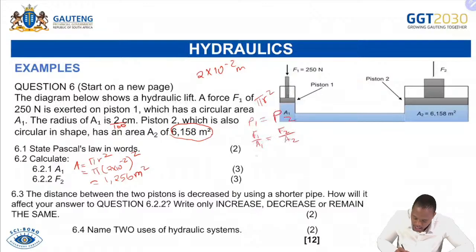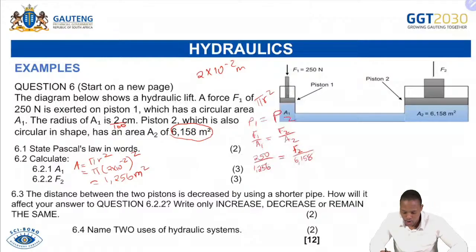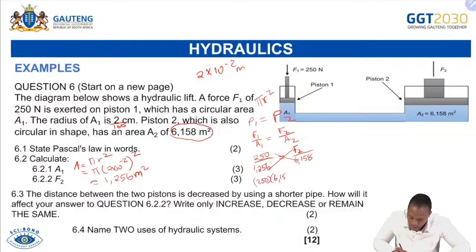What is F1? They tell us the input force is 250. What's A1? I just calculated it as 1.256 square meters, equals F2, I don't know, over A2, they say is 6.158. And then from here, I simply need to work out my maths and work out F2. How do I do that? Cross multiplication. So 250 multiplied by 6.158 equals F2 multiplied by 1.256. Right? Hope everyone is working with me there.